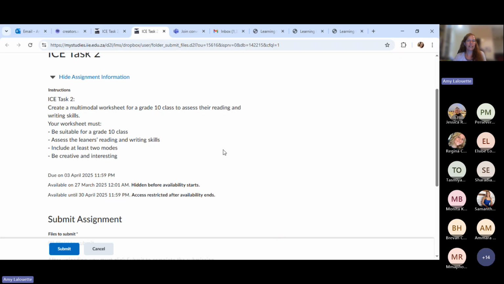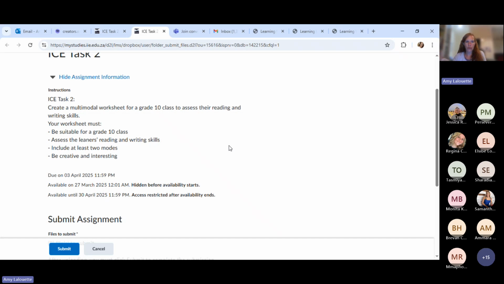Okay, so it needs to be some sort of worksheet, but it needs to use different modes. Okay, the most likely modes are going to be writing and visual. So it's for grade 10s. It's to assess the learner's reading and writing skills, must include at least 2 modes and must be creative and interesting. So with this one, there's a lot of leeway for your own creativity.